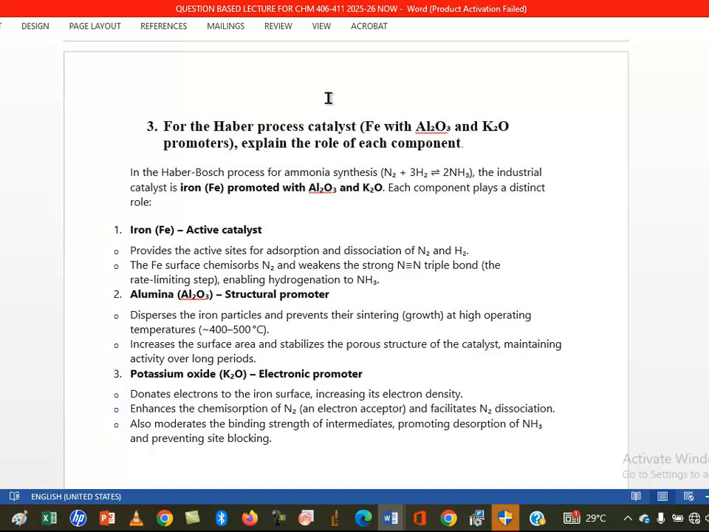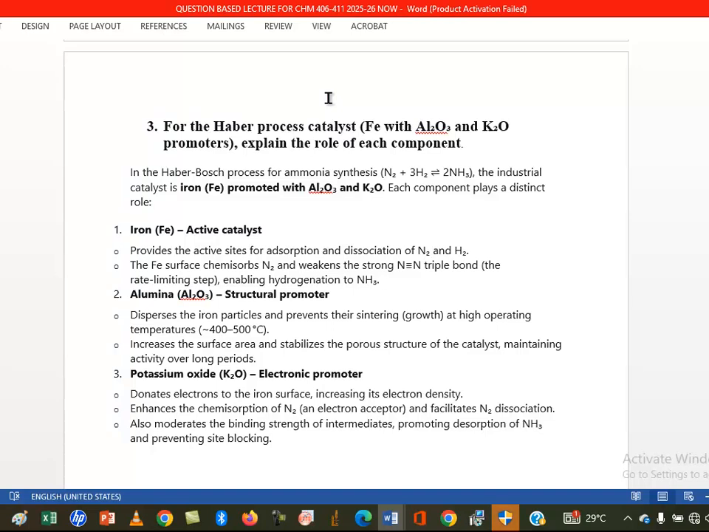And the catalyst we have here. Okay, now each component plays a distinct role. So what is the role of each one of these? That is what this is simply asking in that reaction. So these three are used.